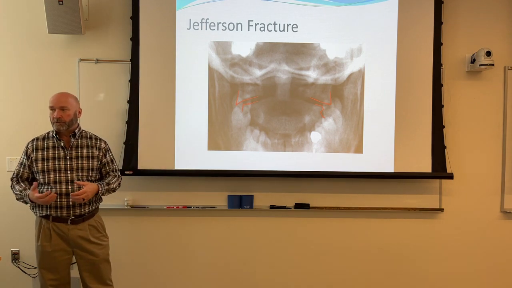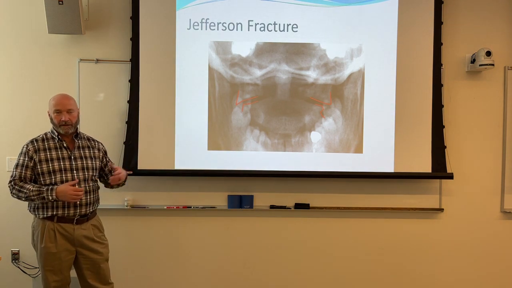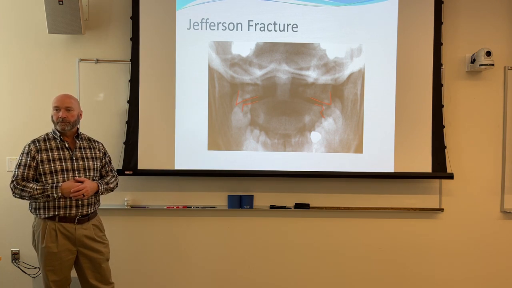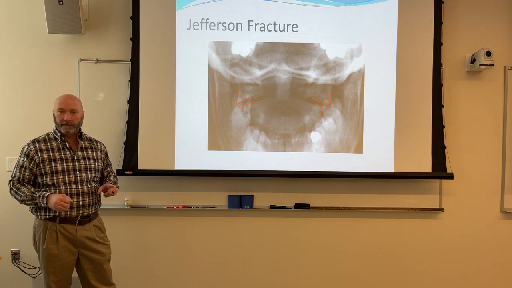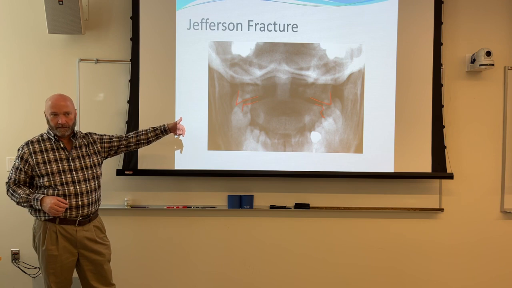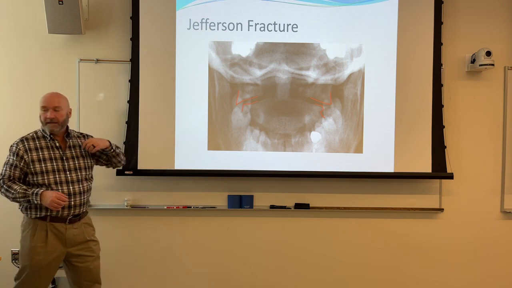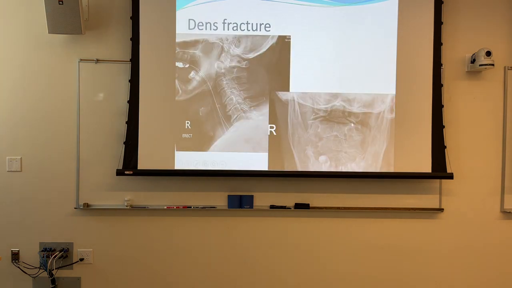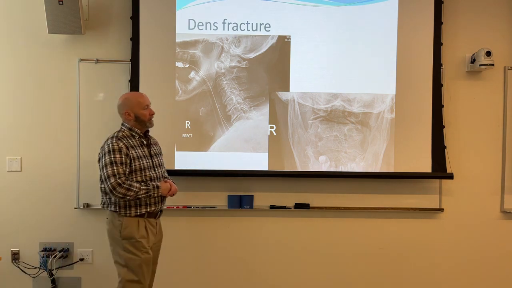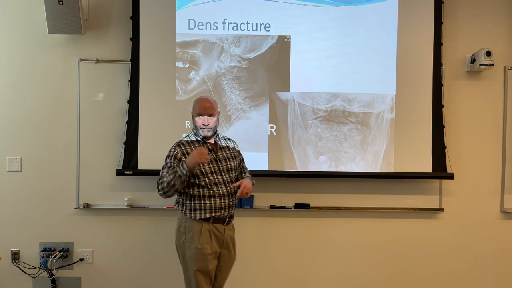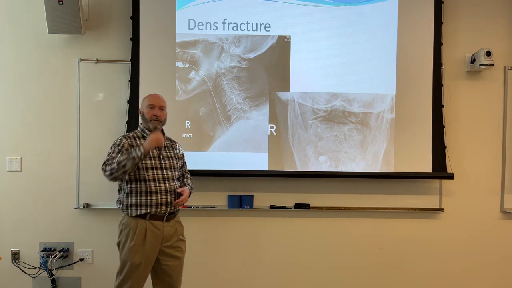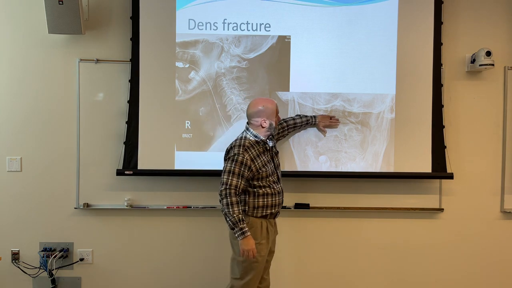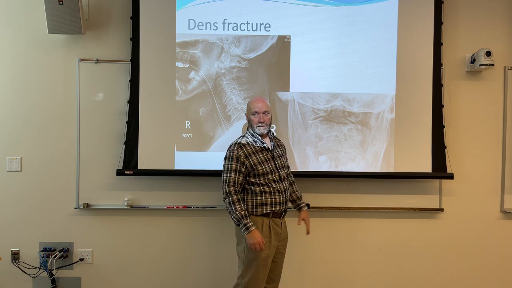Now visualize your Fuchs. What do you see on Fuchs? I didn't get a picture of Fuchs to put up here. You see the dens inside the foramen magnum. Are you going to be able to see that? No, not at all. Okay, here we go. So again, visualize your Fuchs. What do you see? A circle, the foramen magnum, and just the dens, right?